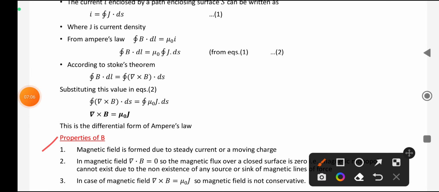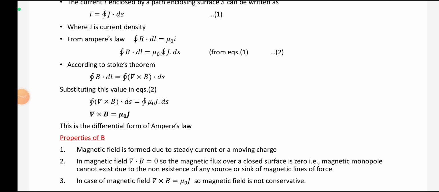Next, properties. First property: magnetic field is formed due to steady current or moving charge. Here the magnetic field is because of steady current or moving charges only. Second point: in a magnetic field del dot B is 0, so the flux over a closed surface is 0. That means a magnetic monopole cannot exist, due to the non-existence of any source or sink of magnetic lines of force. So a single north or single south cannot be present.